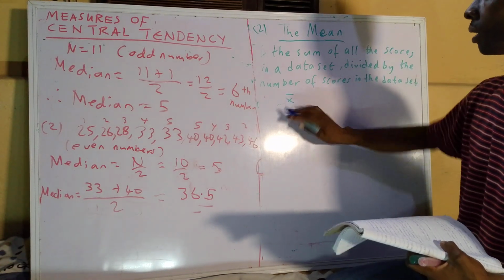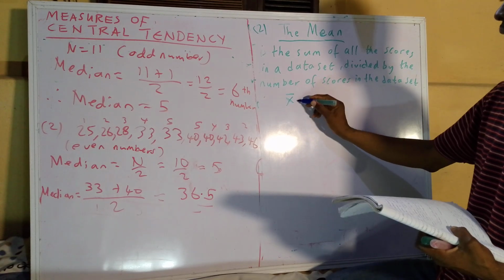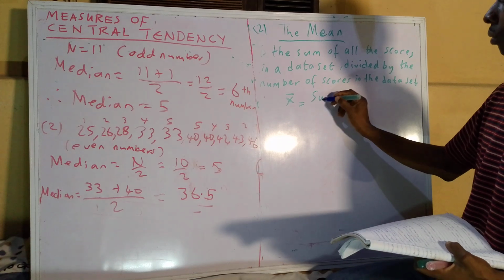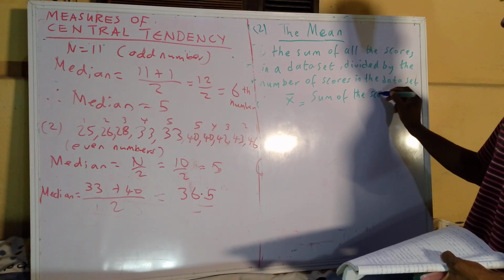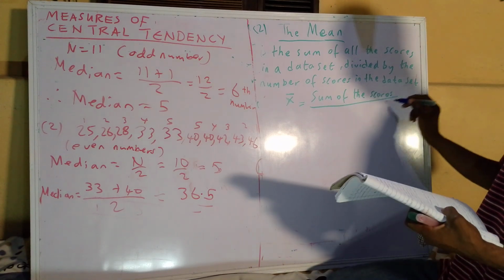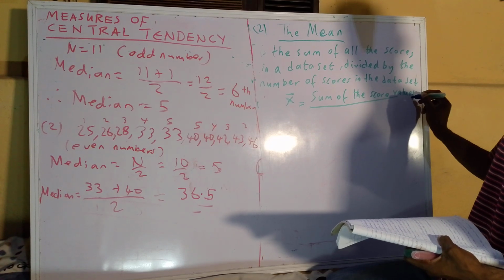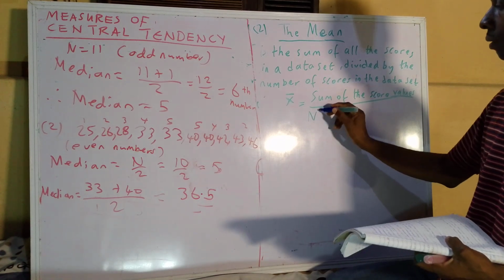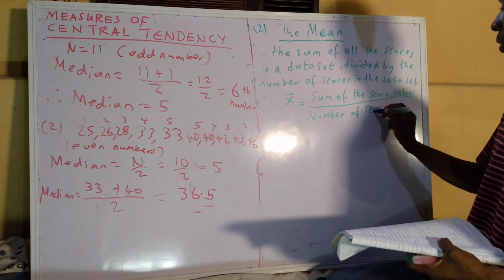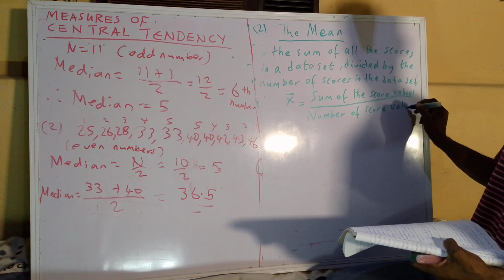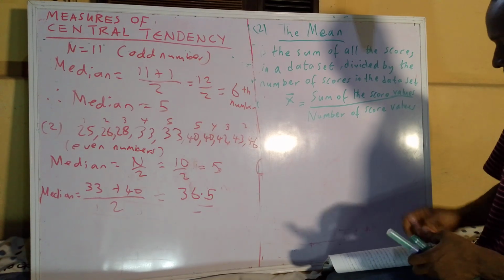So it's represented by this x vinculum, some call it x bar, is equal to the sum of the scores, or score values, all over the number of score values. So that's the mean.